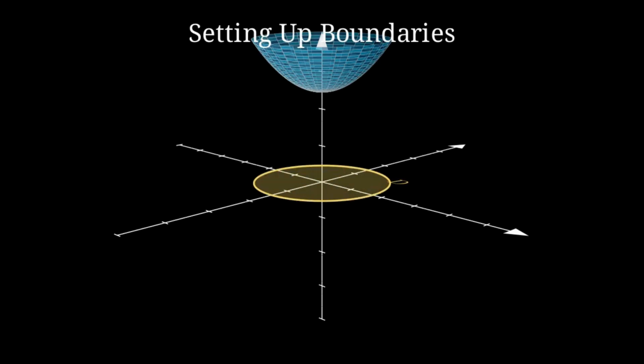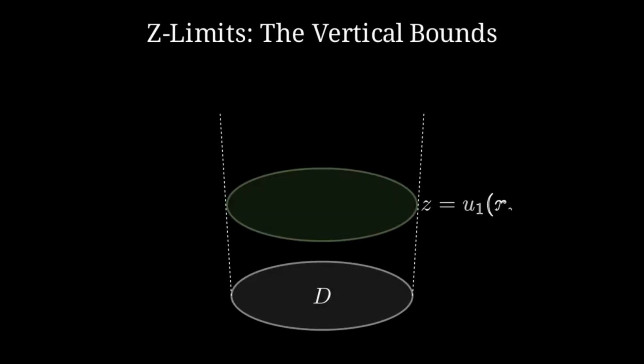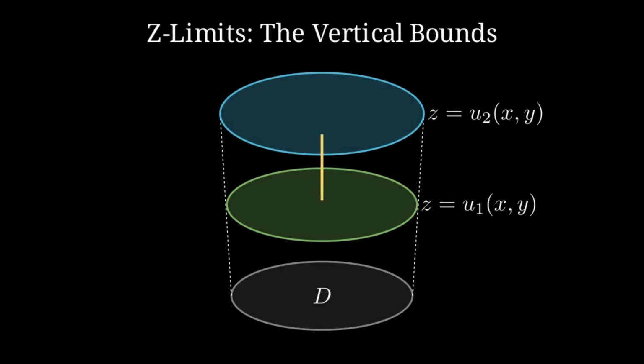We project the solid onto the xy plane to find the region D, which helps us establish the limits for our first integration step. The inner integral typically covers the z-axis. We define the height of the solid by its lower surface, u1, and its upper surface, u2, both of which are functions of x and y.